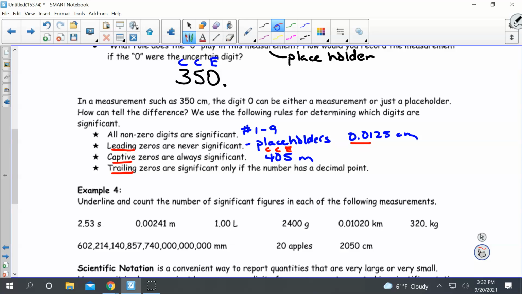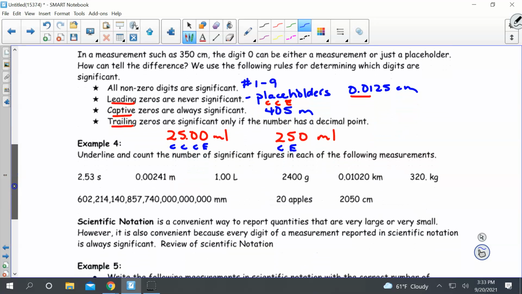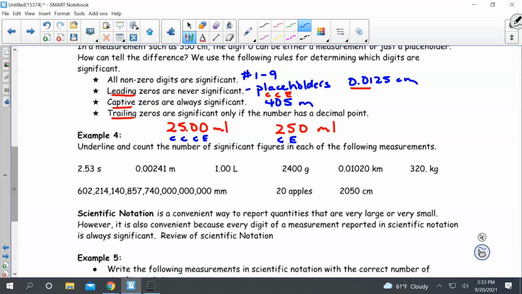So the other type of zero is trailing. They're only significant if you have a decimal point. So if you had 25.00 milliliters, this would be certain, certain, certain, estimated. If somebody wrote 250 milliliters with no decimal, then this is certain and this is estimated. That last zero is a placeholder again. Okay? So here it says underline and count the number of significant figures. I'm just going to underline. You can count them.